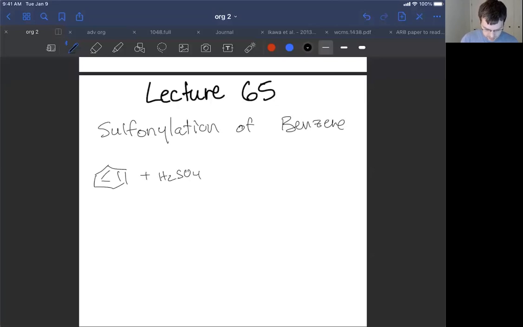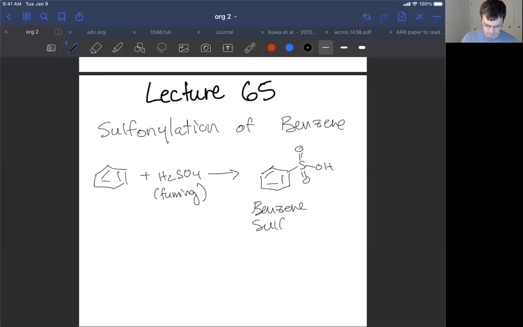H2SO4, and I like to make note that this is very concentrated to the point that it's fuming. And what we get when we treat this with fuming H2SO4 is we form a benzene sulfonic acid. Turns out this is very acidic.